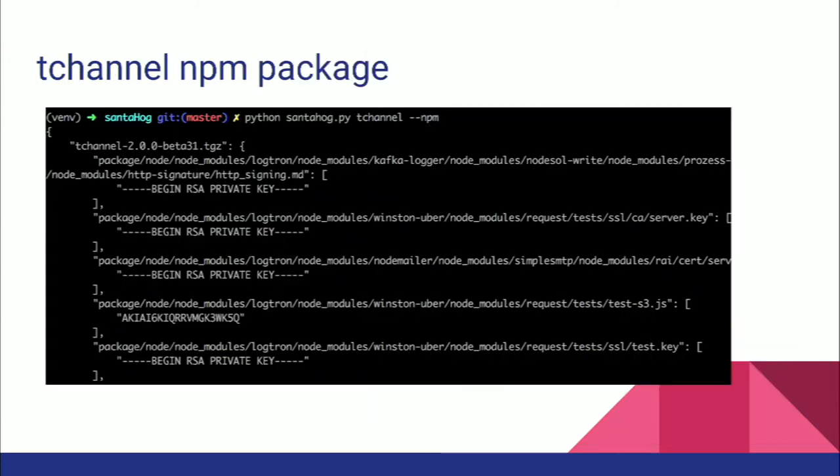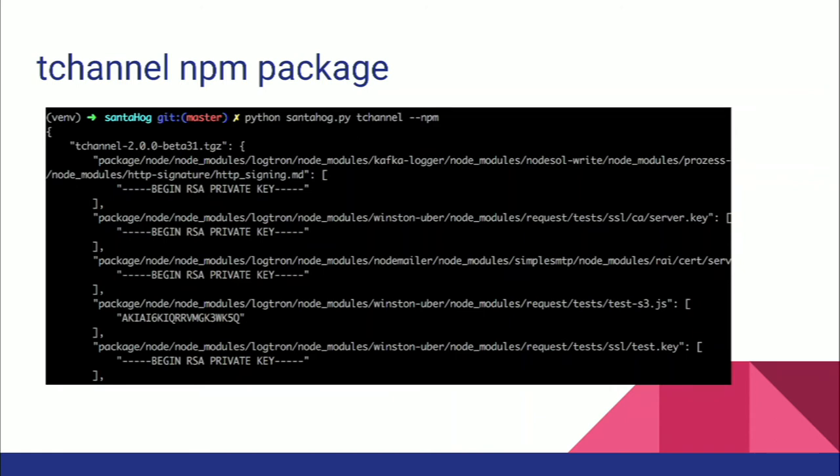So here's an example of its output. It doesn't quite look as pretty as the TruffleHog output, but here I'm running it on one of Uber's packages, T-Channel. And you can see it flagged a couple of times. It flagged on RSA private keys, it flagged on an AWS credential, all in this one package. But if you look at it a little bit more carefully, you'll notice that these things that flagged were in a directory called node_modules. And if you know anything about NPM, node_modules is basically the directory where all of your dependencies get stored. So T-Channel's dependencies basically live in the node_modules directory.